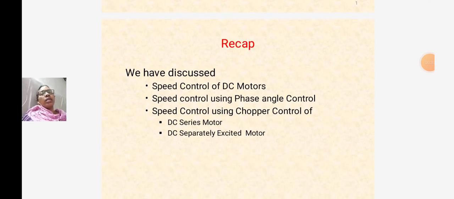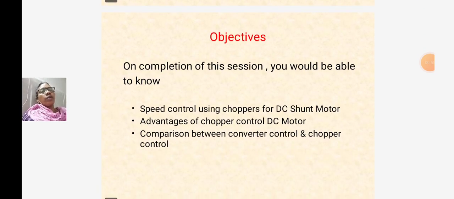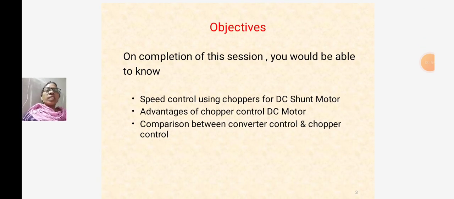In previous classes we discussed the speed control of DC motors using single phase control, and speed control using choppers. Today our main objective is to discuss the speed control using choppers for the DC shunt motor, and also the advantages of chopper controlled DC motor and the comparison between converter control and chopper control.